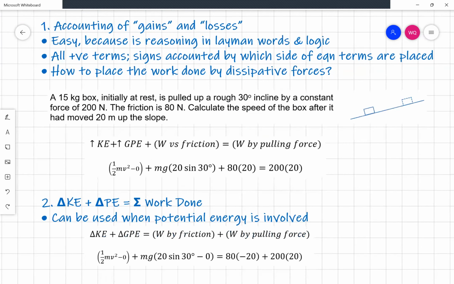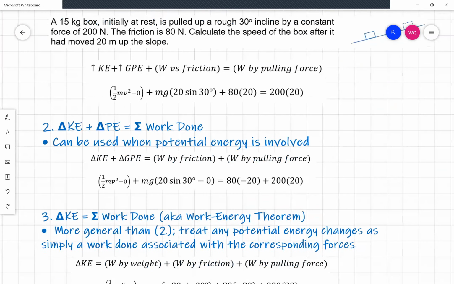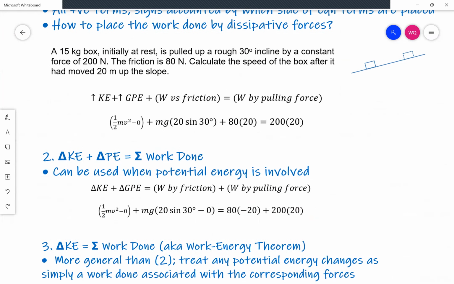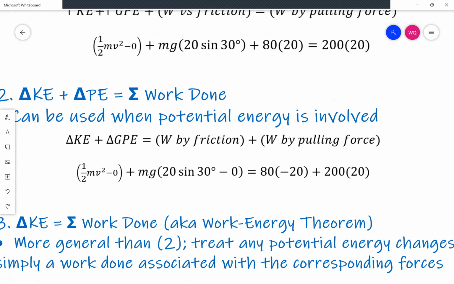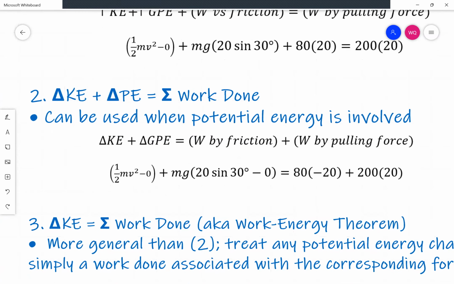Okay, now the second way of writing the statement. The second way will be something like this. You will talk in terms of net work and its effect on the PE and KE. So you will have both things appearing, both KE and PE. This is in contrast with the third form, which is only KE. We'll talk about that in a while. When do you use this? You use it when potential energy is involved.